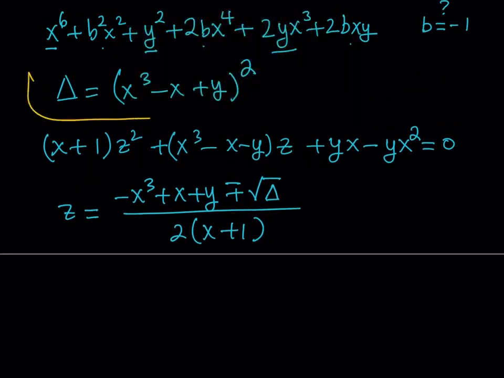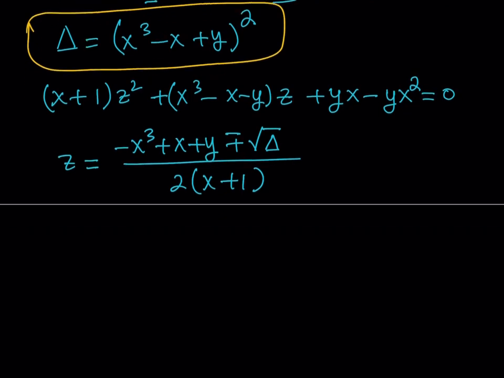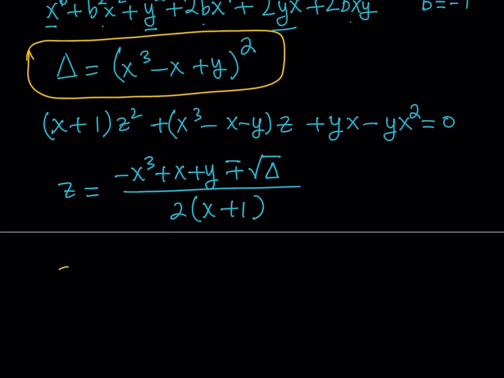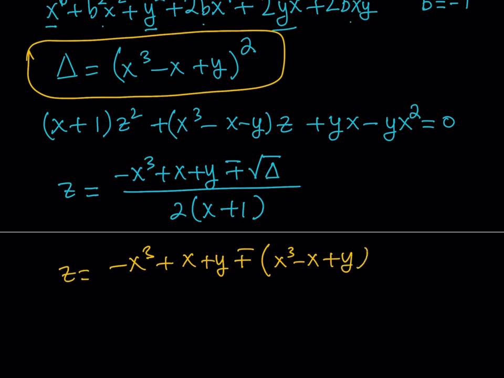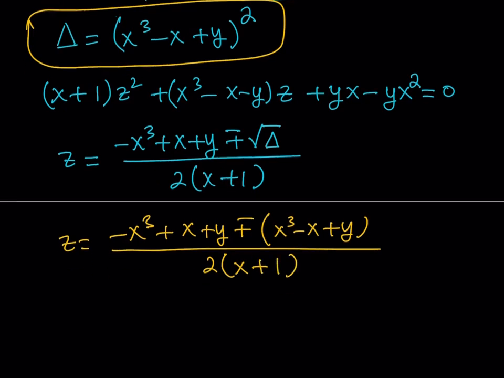Here we go. Now I'd like to bring it over here and just plug it in. So z is equal to negative x cubed plus x plus y plus minus. Now, plus minus, this is going to be square rooted, so it's not going to matter. And when you square root this, of course, I have to write that in parentheses because of the minus sign. It's going to look like this, with the plus minus sign, divided by 2 times x plus 1. Awesome. Great. So these are my z values.